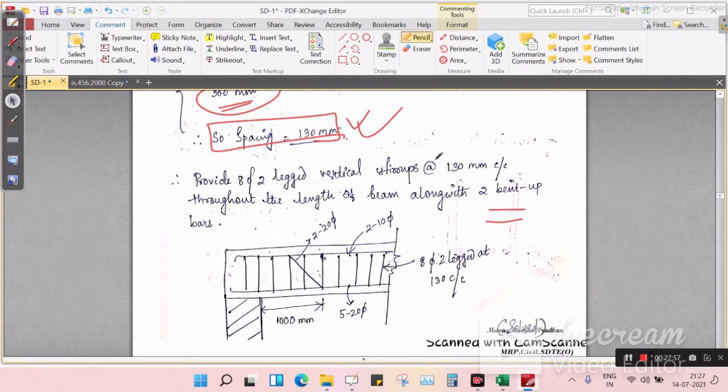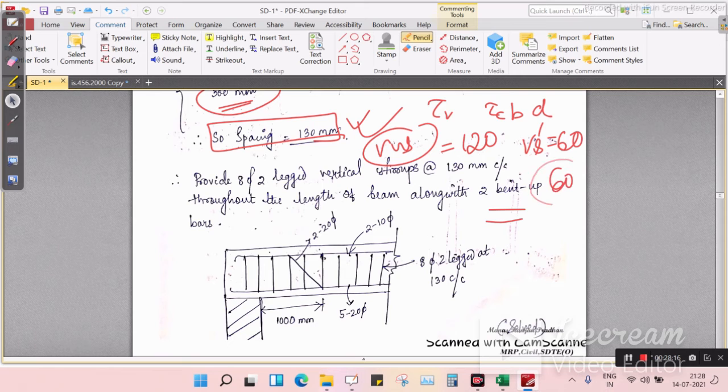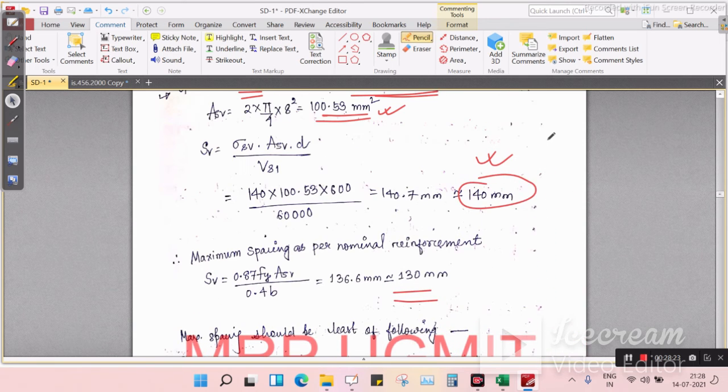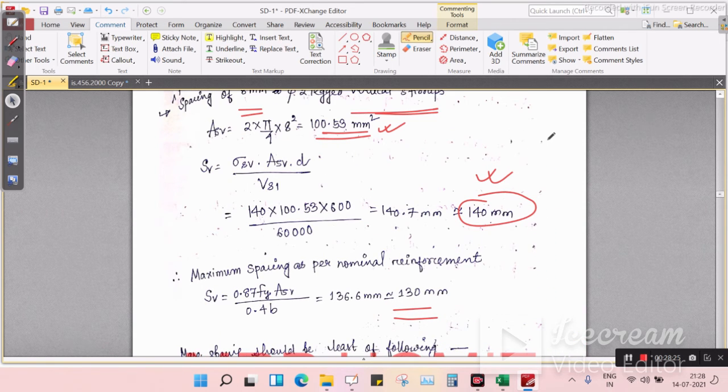So first, how we got tau b, then tau c BD, then VUS. We find out our shear force, that is 120. We find out the shear force due to the bent top bar, that is 60. Okay, so the remaining 60 will be taken by the vertical bars. So the remaining 60 will be our vertical bar.